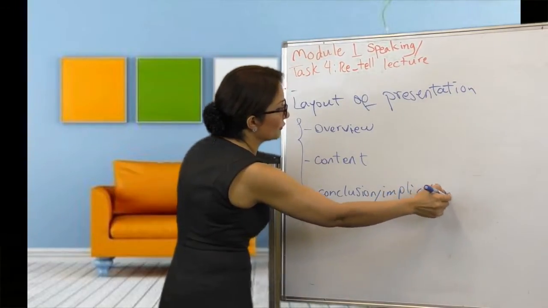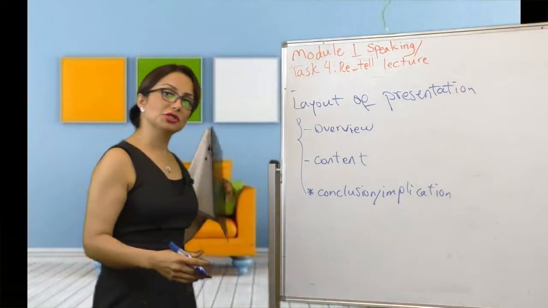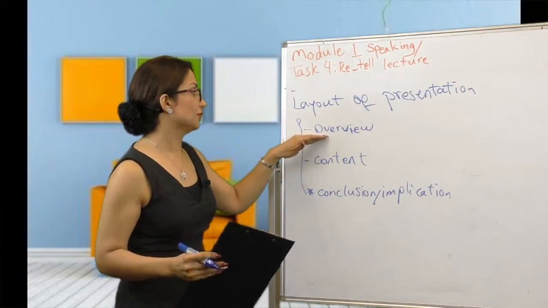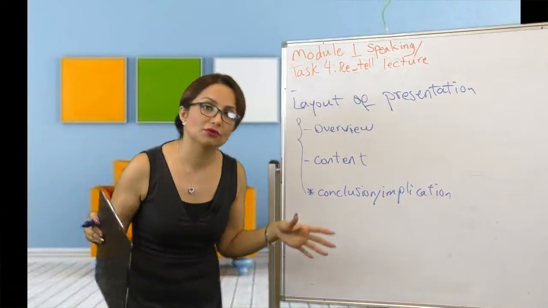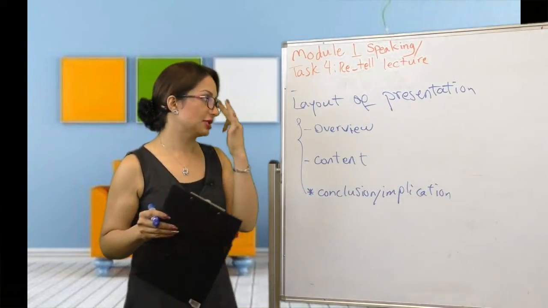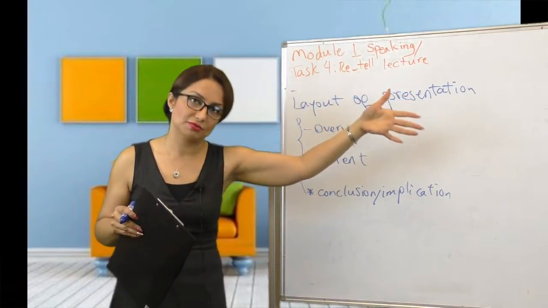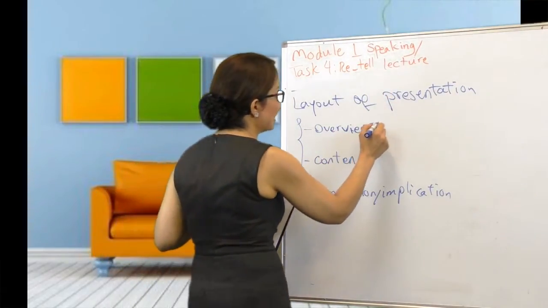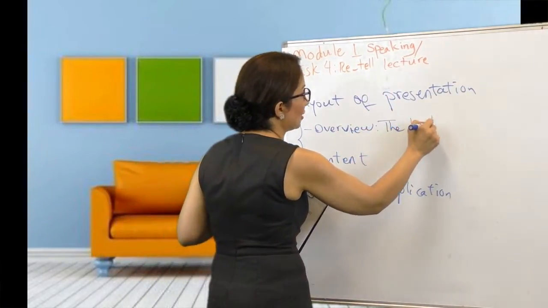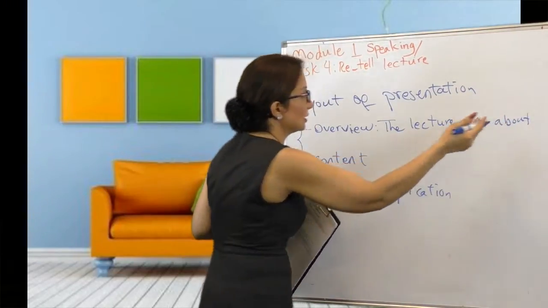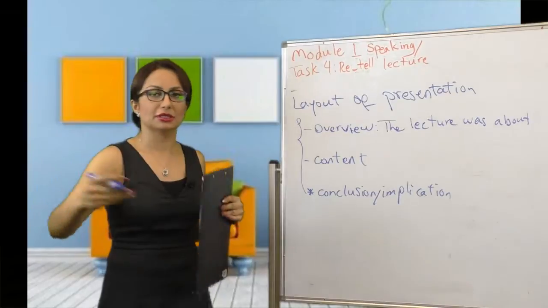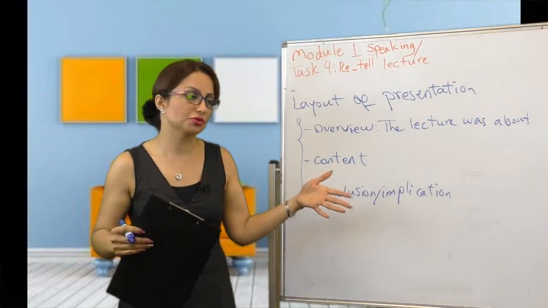What is the overview or the opening or the introduction in Retell Lecture? In fact, the overview is just the title that you give to the lecture or the topic that you give to the lecture. Let's say, for example, the lecture was about. So it's as simple as saying the lecture was about, and then you put the topic. For example, the lecture was about global warming. The lecture was about environment pollution.